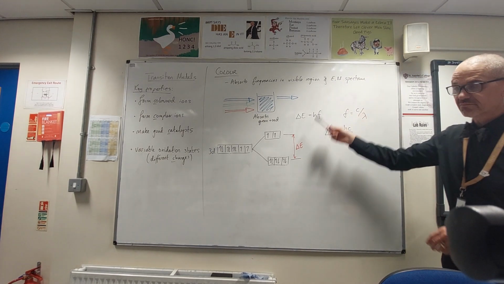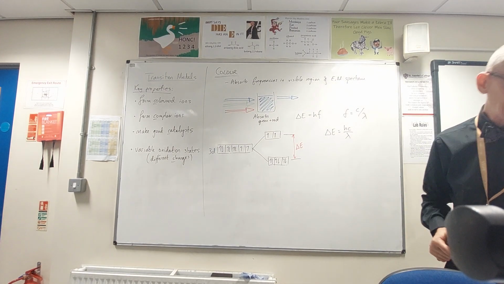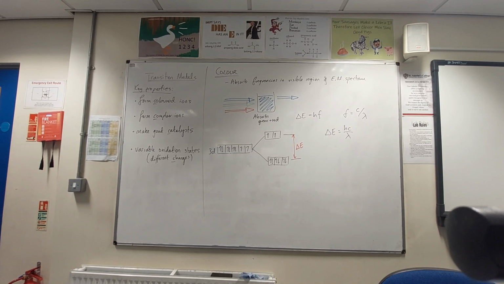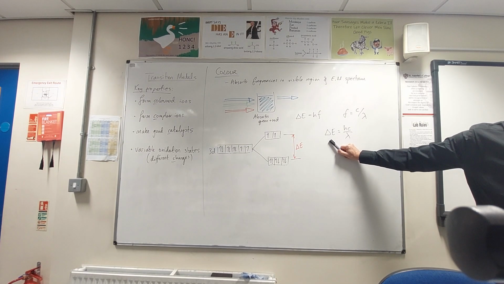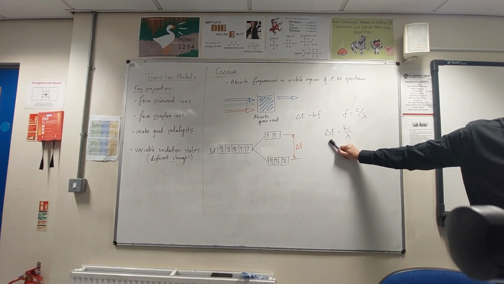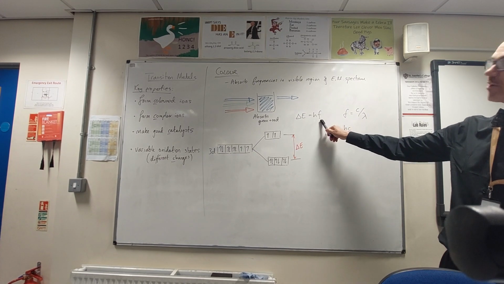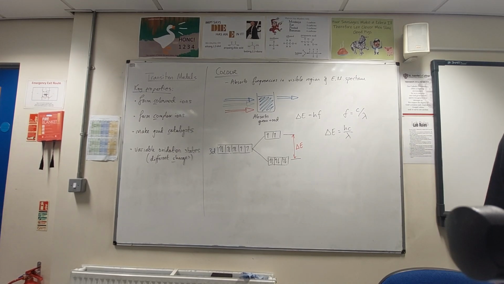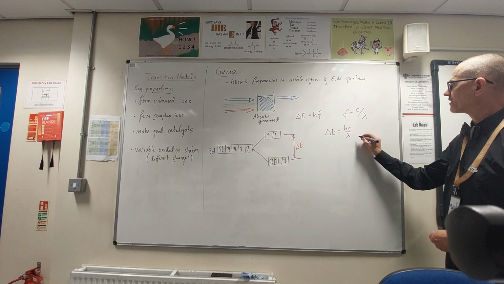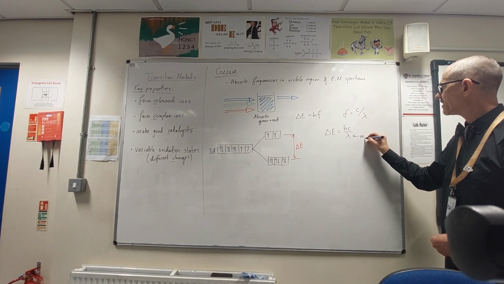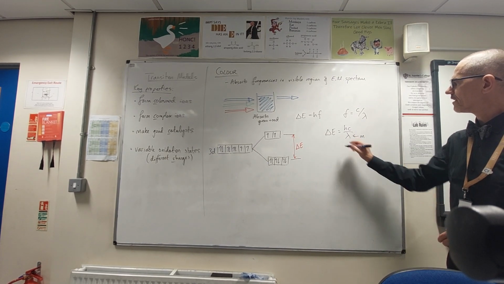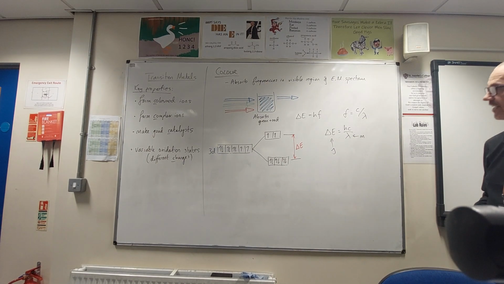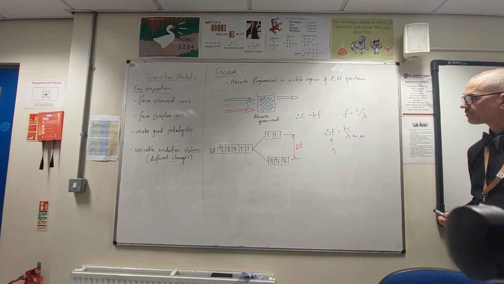You're expected to take these into the exam in your head. Delta E is the energy absorbed, so h is Planck's constant, f or nu is the frequency of light, c is the speed of light, and lambda is the wavelength in meters. Delta E is the energy gap in joules.